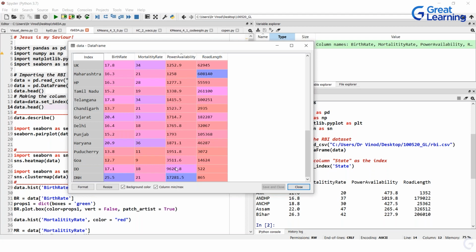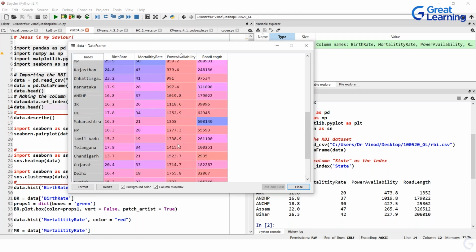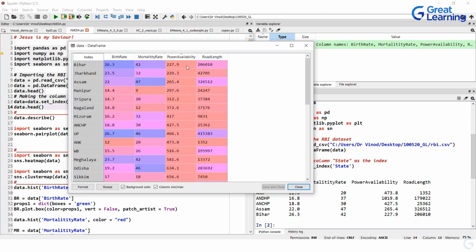Some states or some places are very high, and if you go towards the lowest, oh my God, Bihar's power availability is low, lowest in the tally. Then Jharkhand, Assam, Manipur, Tripura, Nagaland, and likewise. Roads. Roads are again a very wonderful indicator of the economic status of any state or any country.